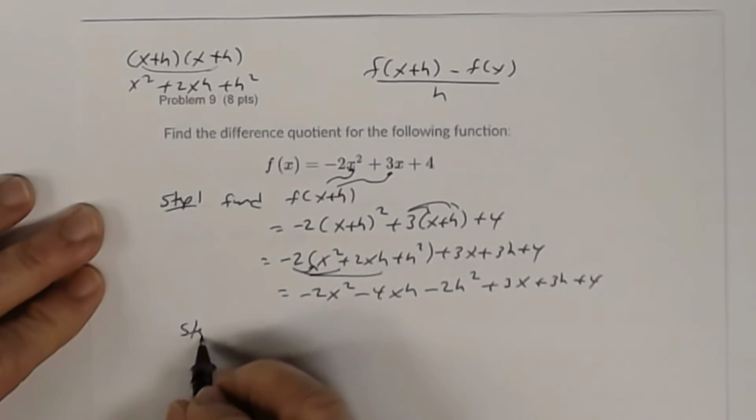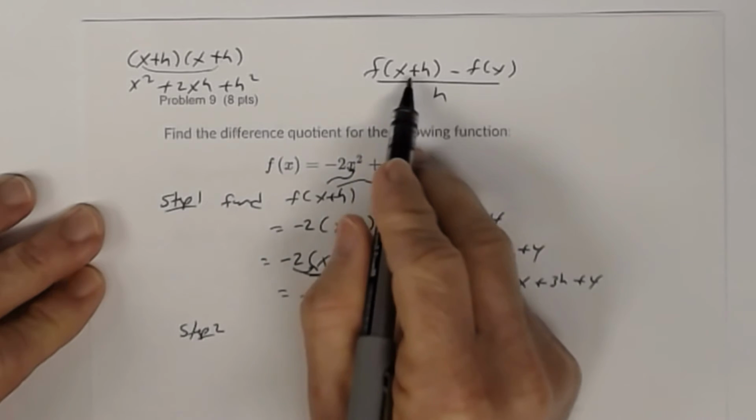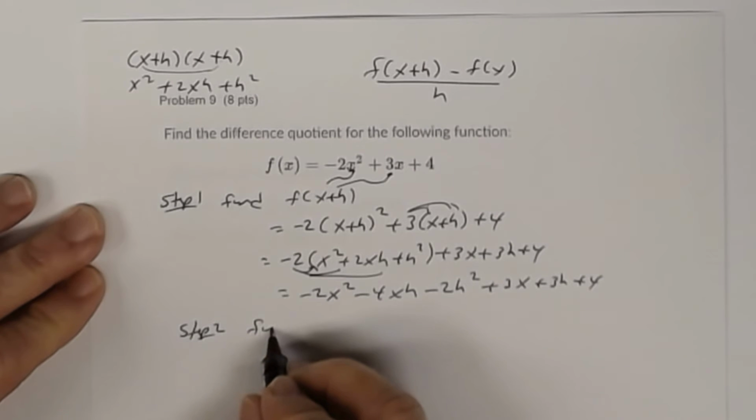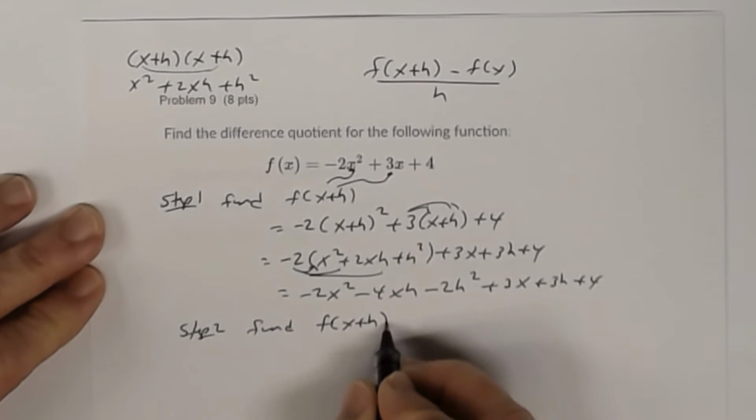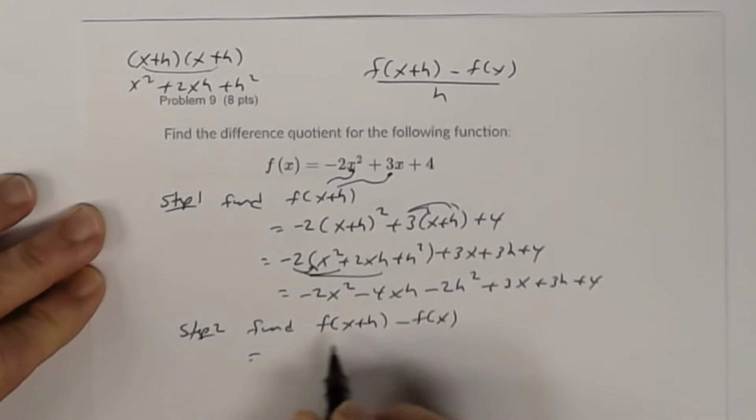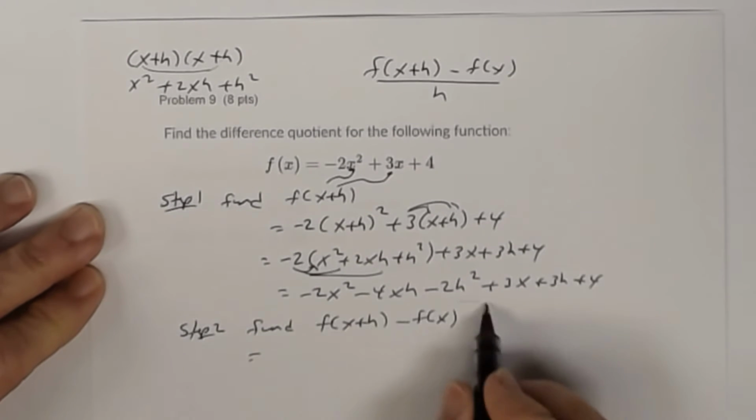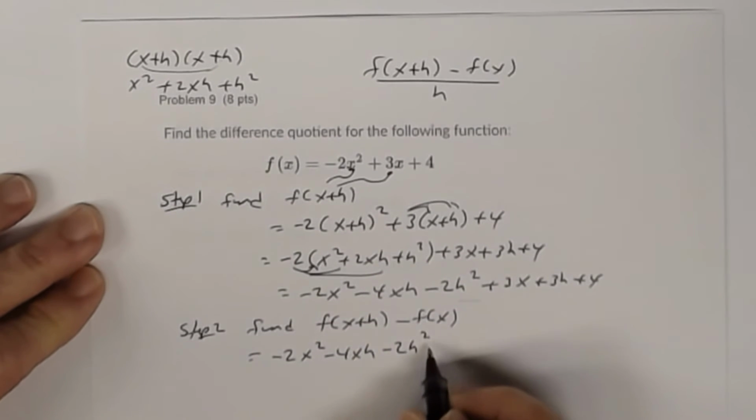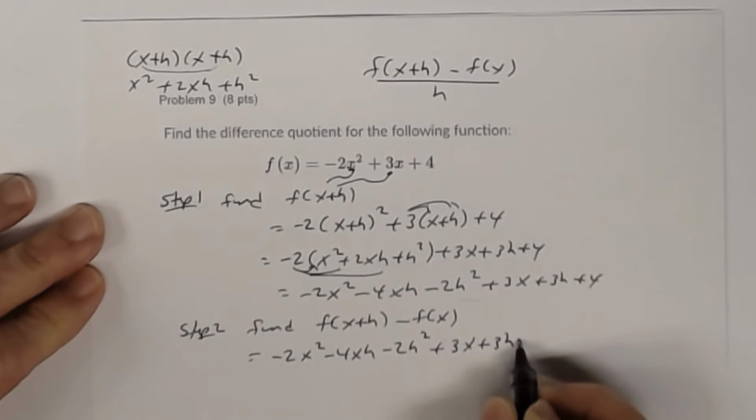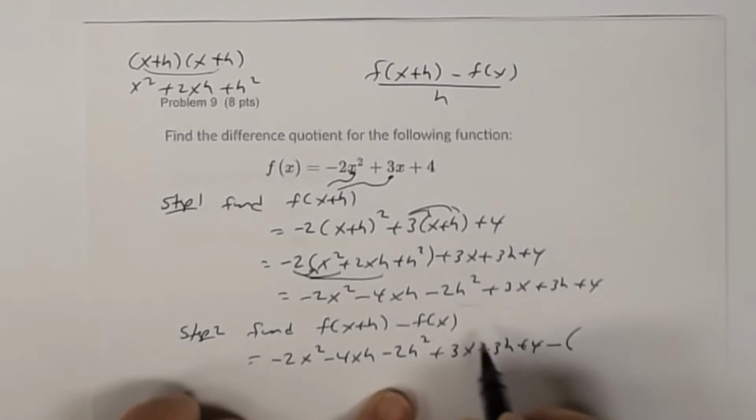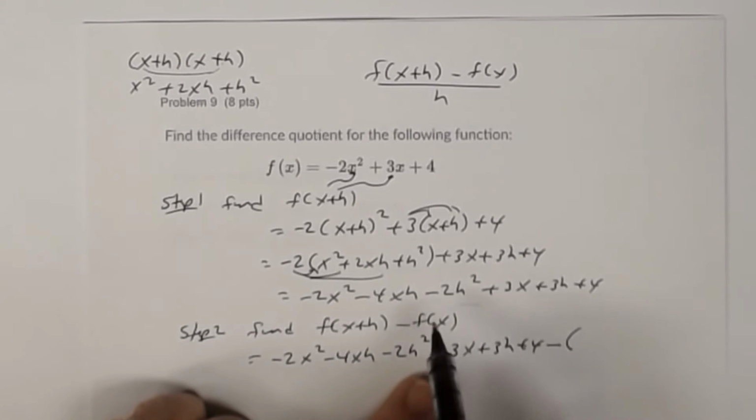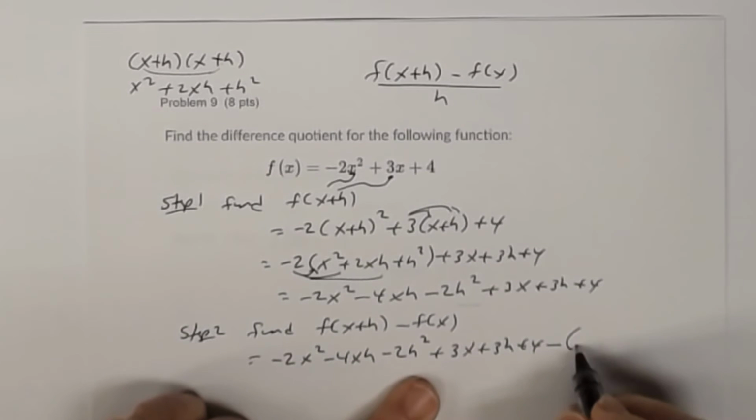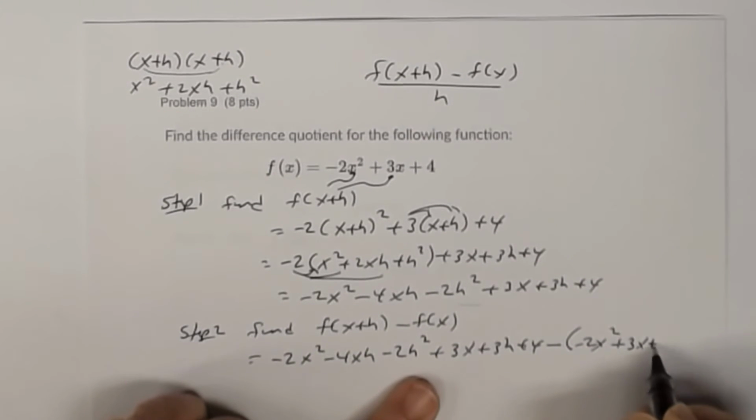Step 2 is where you take what you did in step 1, you subtract your function from it. And remember, your function is this. So step 2 is to find f of x plus h minus f of x. So we just found f of x plus h, that's all of this. Let me rewrite all of this. That's negative 2x squared minus 4xh minus 2h squared plus 3x plus 3h plus 4 minus, in parentheses, f of x. But be careful, make sure you put in parentheses because you're subtracting all these terms. And this is f of x right here. So minus 2x squared plus 3x plus 4.